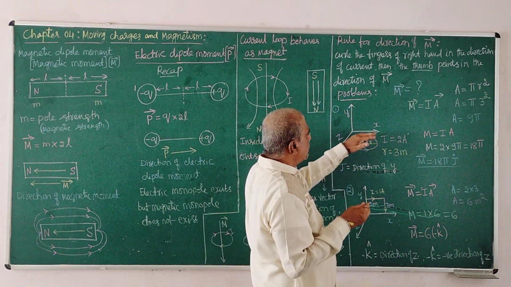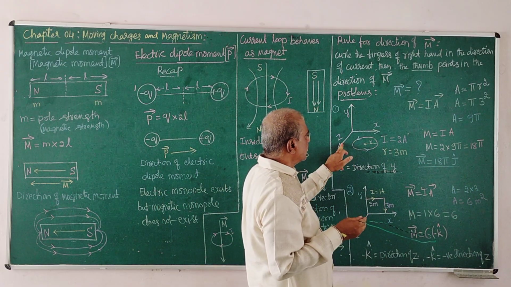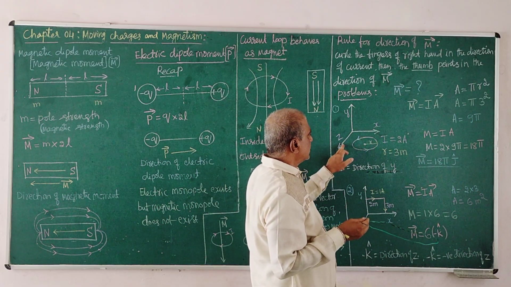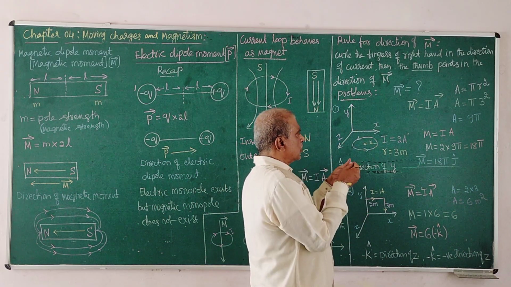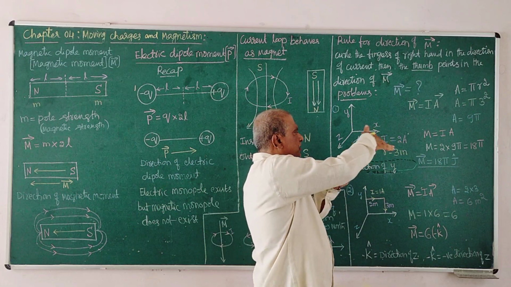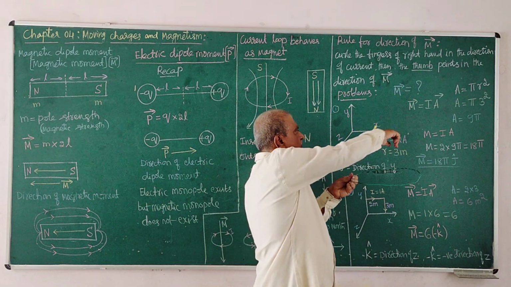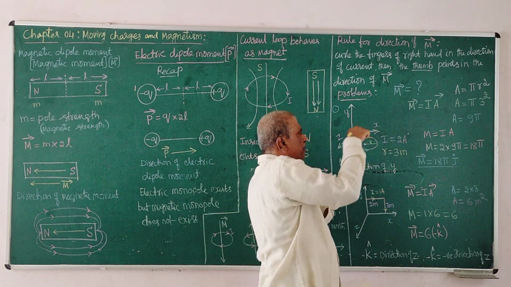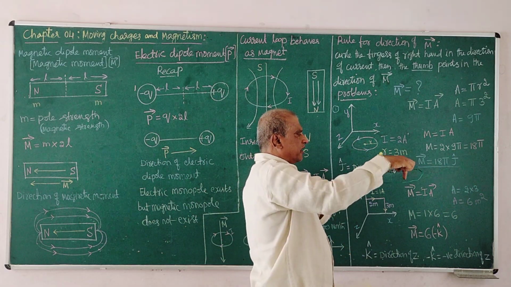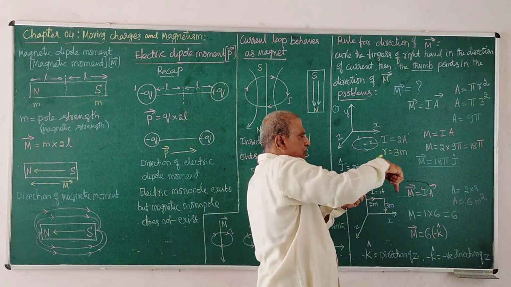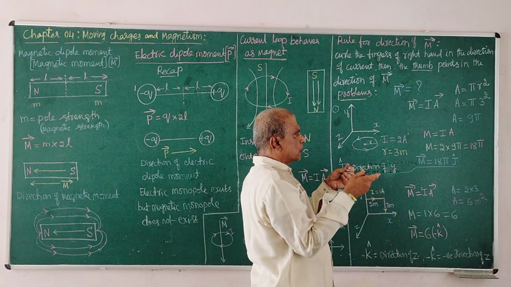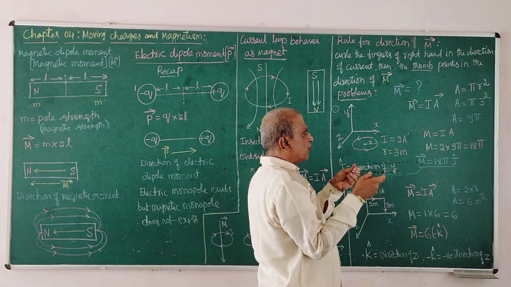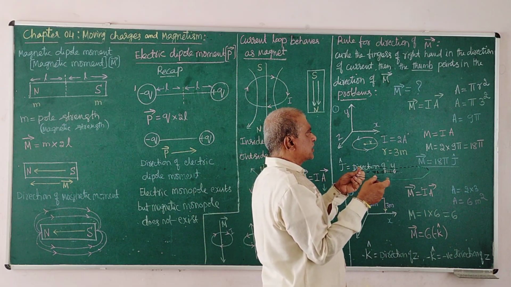This loop is in the plane of X and Z, perpendicular to the Y axis. Current in this direction. The amount of current is 2 amperes, A stands for amperes, and the radius of the circle is 3 meters. Find the magnitude of M and the direction as well.